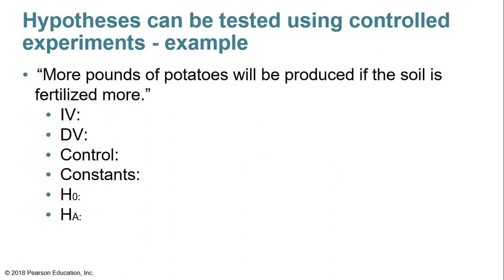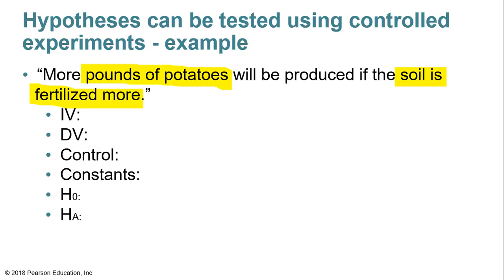All right, here's an example. More pounds of potatoes will be produced if the soil is fertilized more. All right, first let's identify the variables, the independent variable and the dependent variable. Variables, remember, are things that change. So we're going to find and underline the things that are changing in this experiment. The pounds of potatoes and if the soil is fertilized more, so the amount of fertilizer.